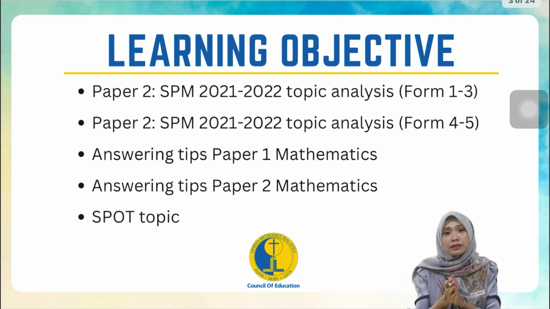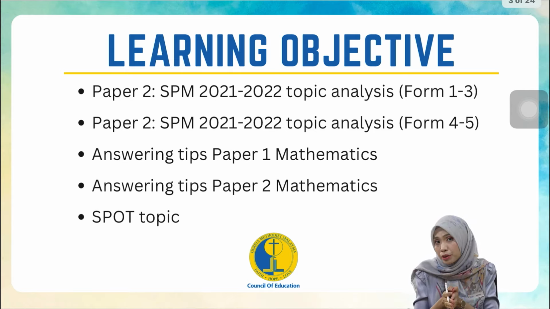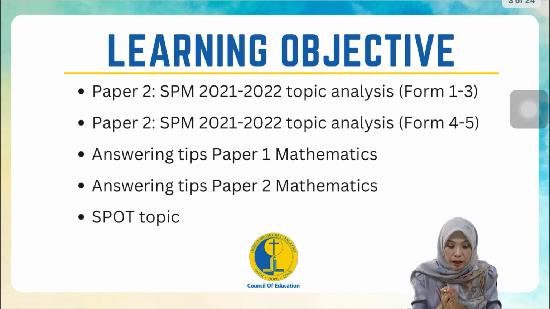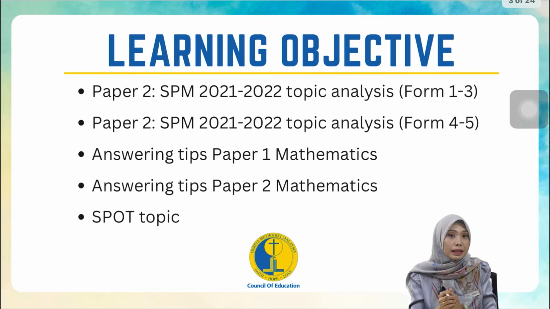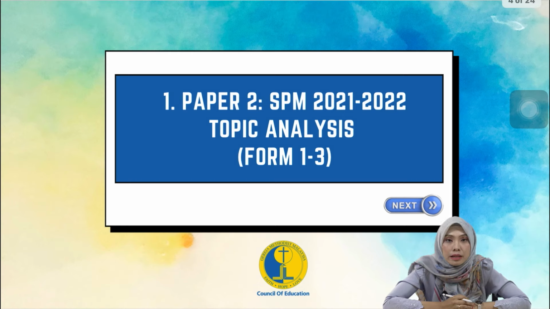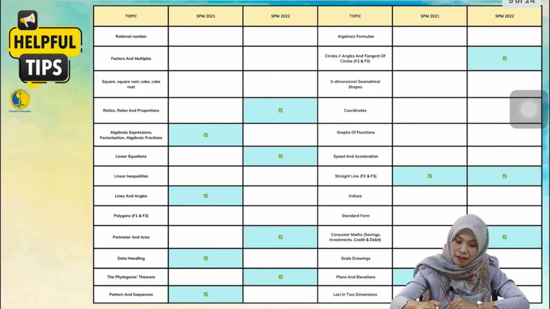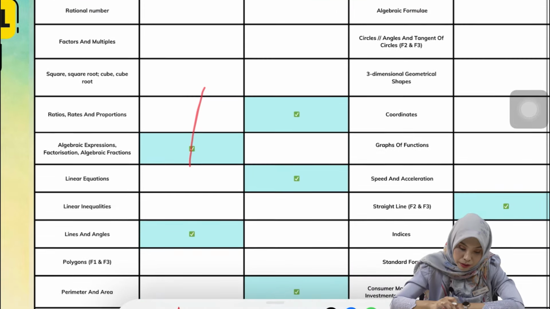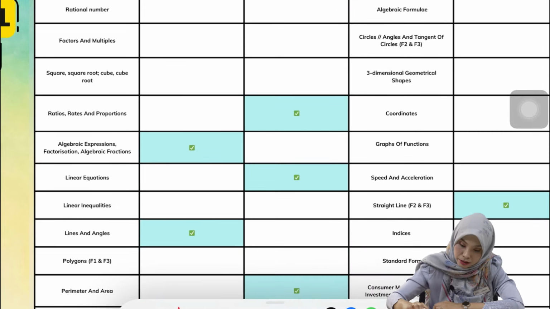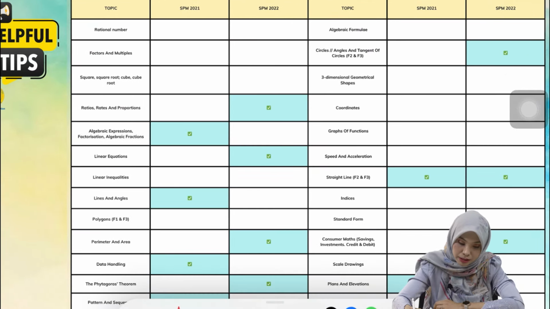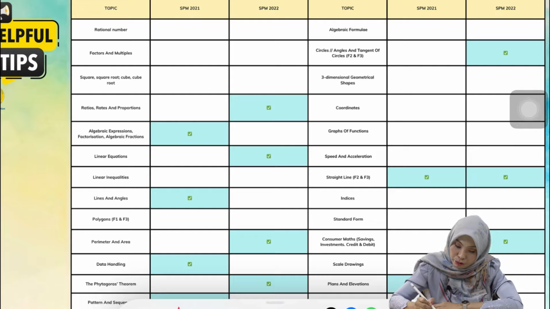Okay. And after that, I will share with you the answering tips for Paper 1 Mathematics together with Paper 2 and any sport topics. Let's see. Alright. Okay, let's start with our topic analysis from Form 1 until Form 3. And guess what? You started to see, okay, it's quite small, sorry. Let's go one by one. Okay, as you can see here, this is from Form 1 until Form 3.